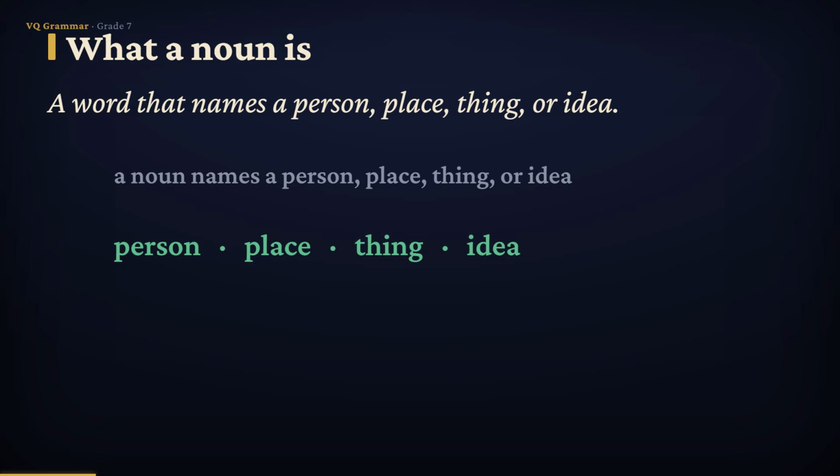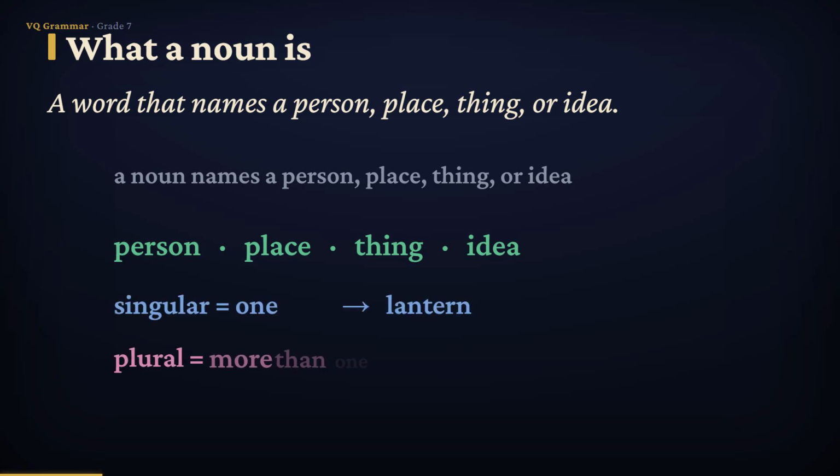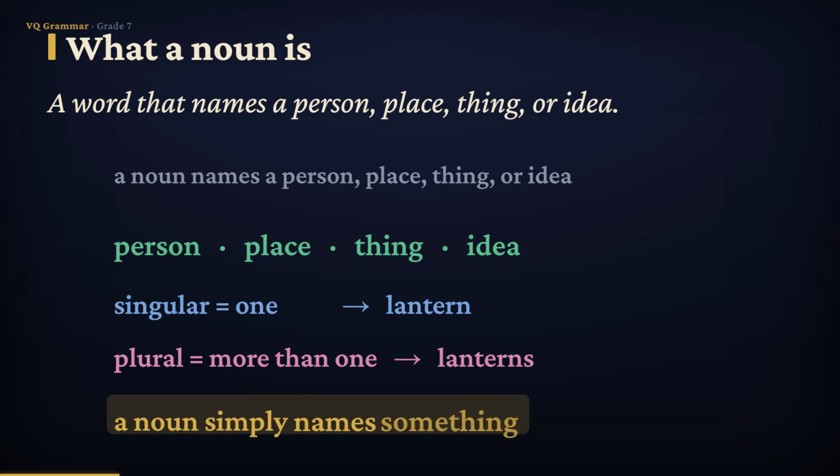And nouns come in two sizes. One of something is singular, and more than one is plural. Usually, we make a noun plural by adding s or es. One lantern, two lanterns. That's the whole family of nouns in a nutshell.